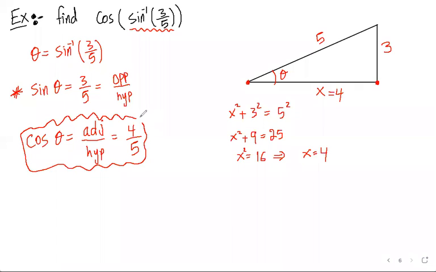This is our question. So the cosine of sine inverse of 3/5 is 4/5. So the value here is 4/5. Any question?